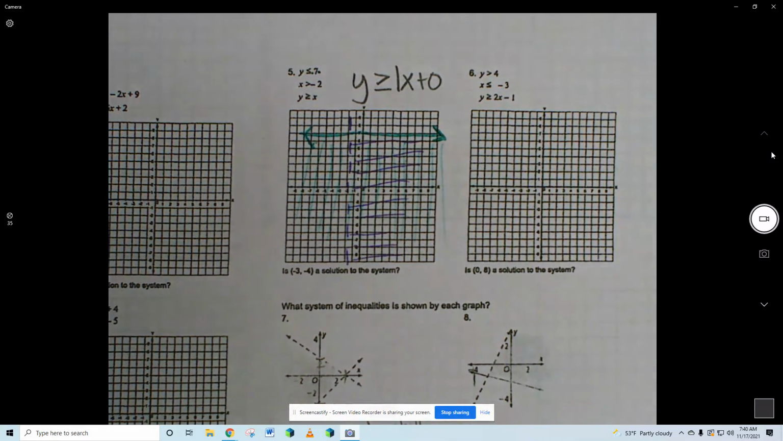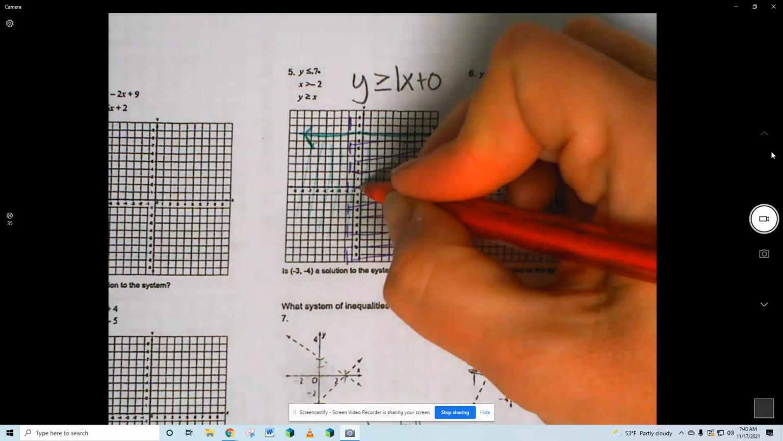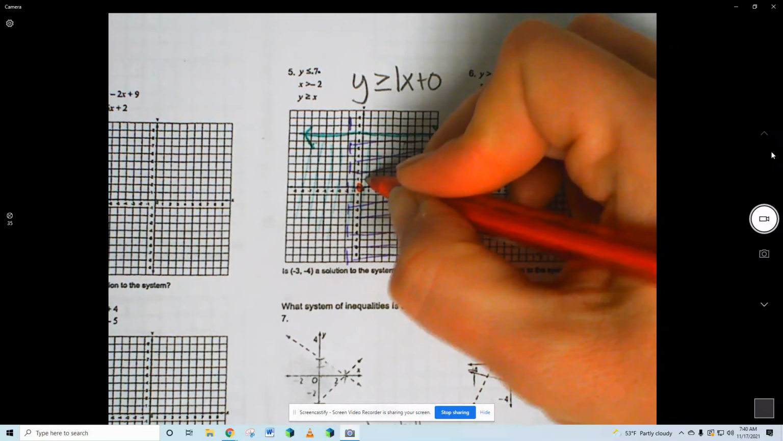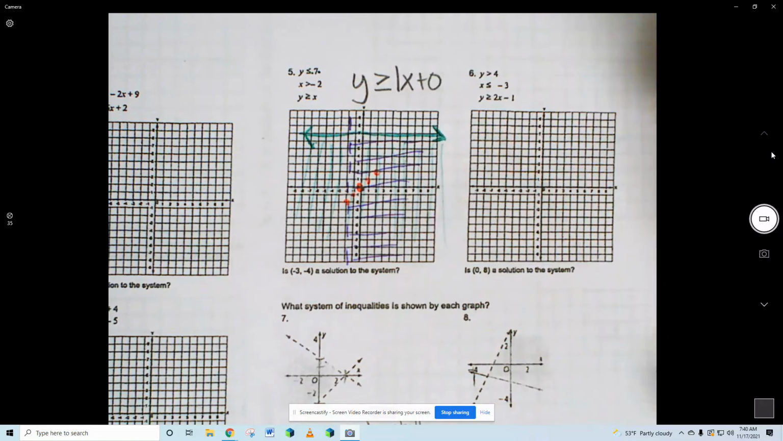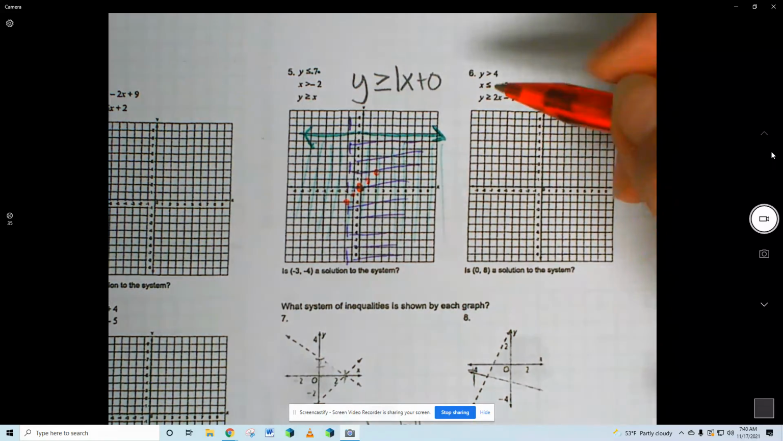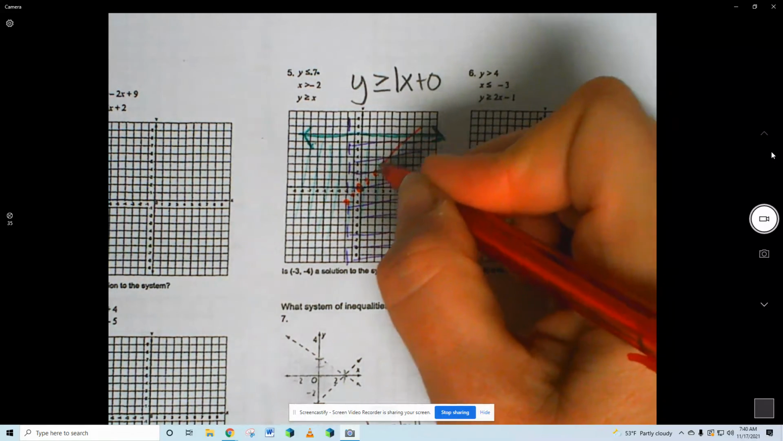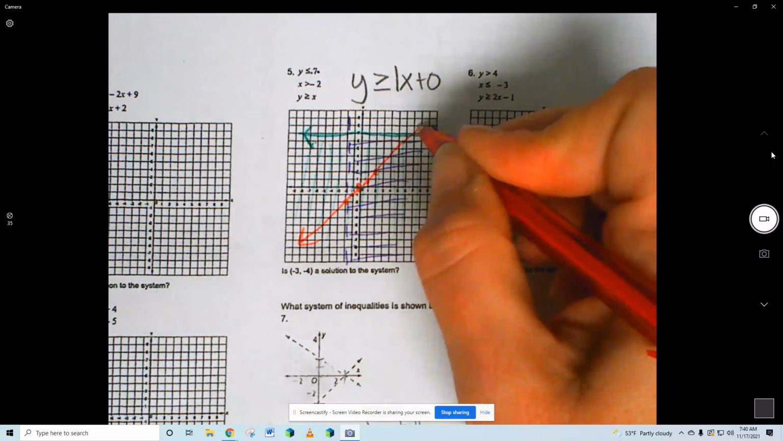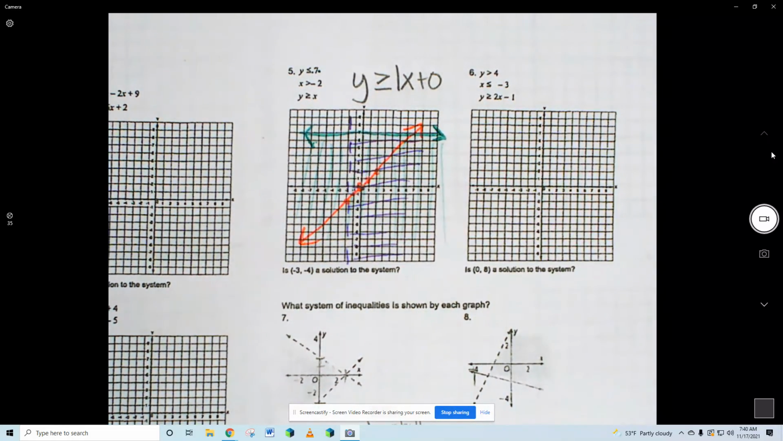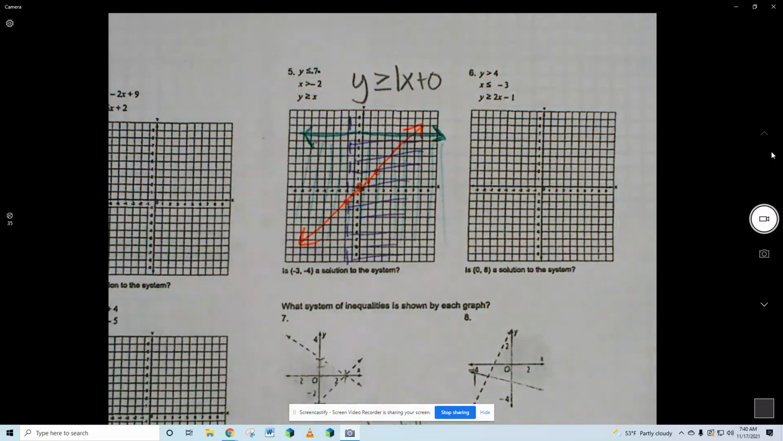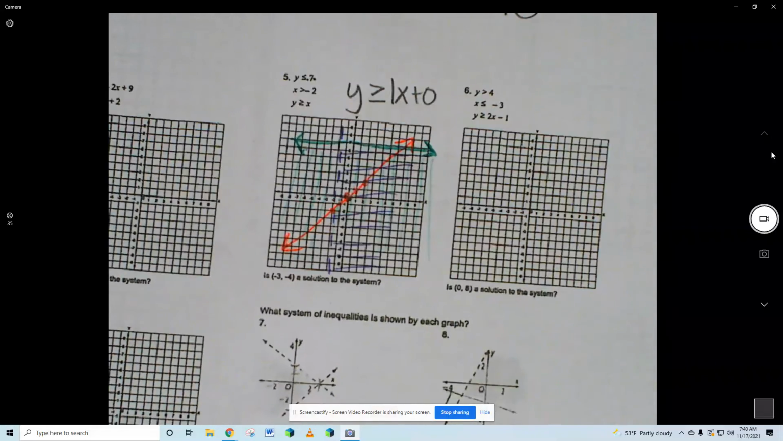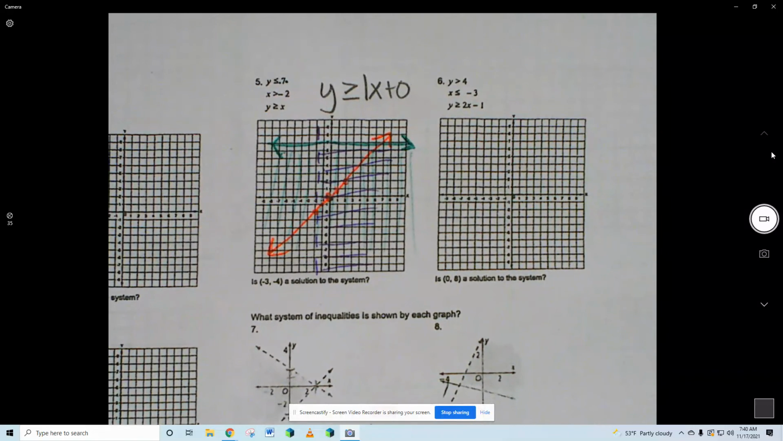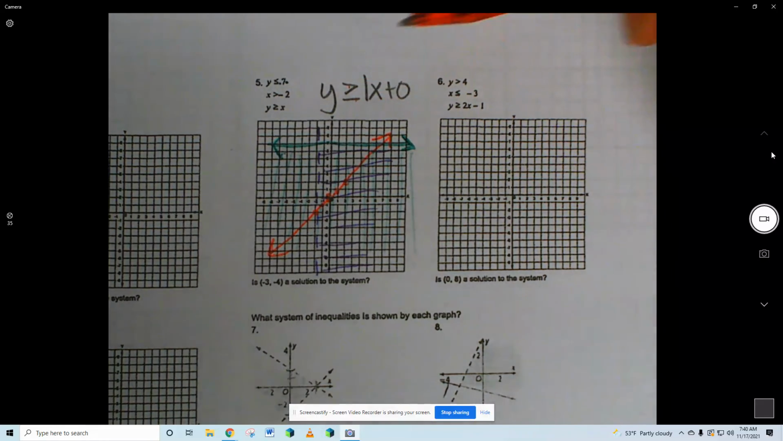All right. My origin, rise 1, run 1. You have to be super careful. It is a solid line. Where's my shading going to be on this one? Greater than or equal to.